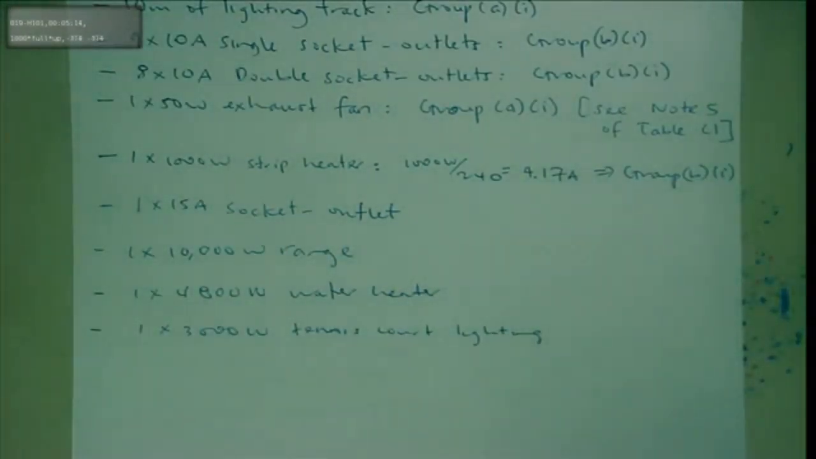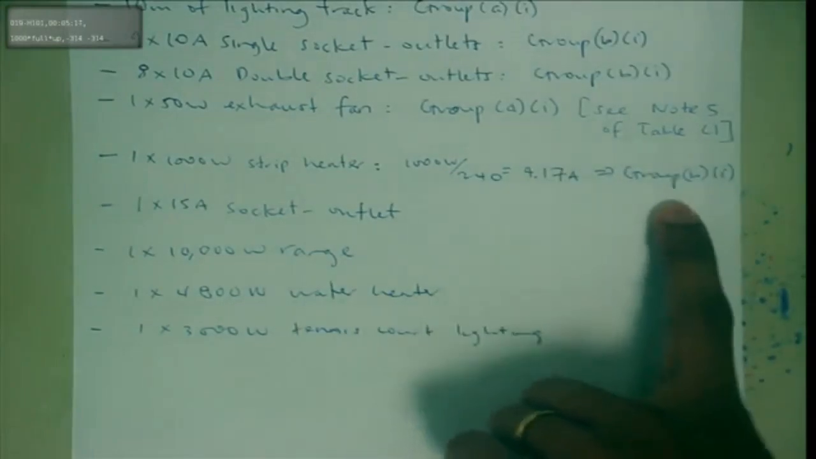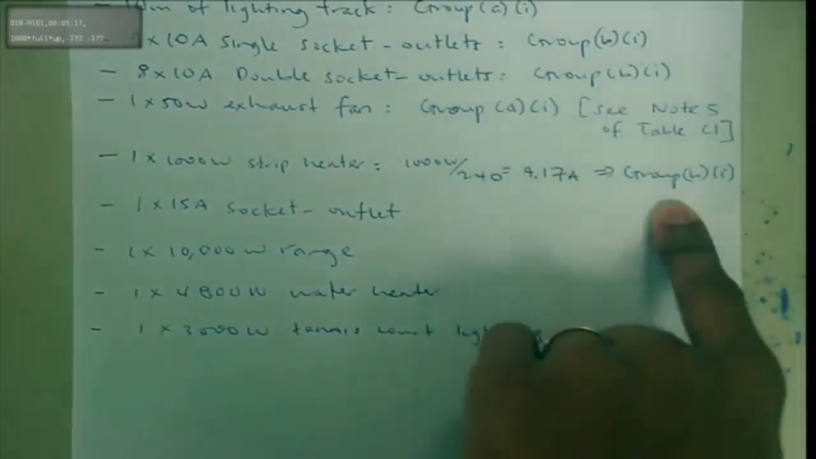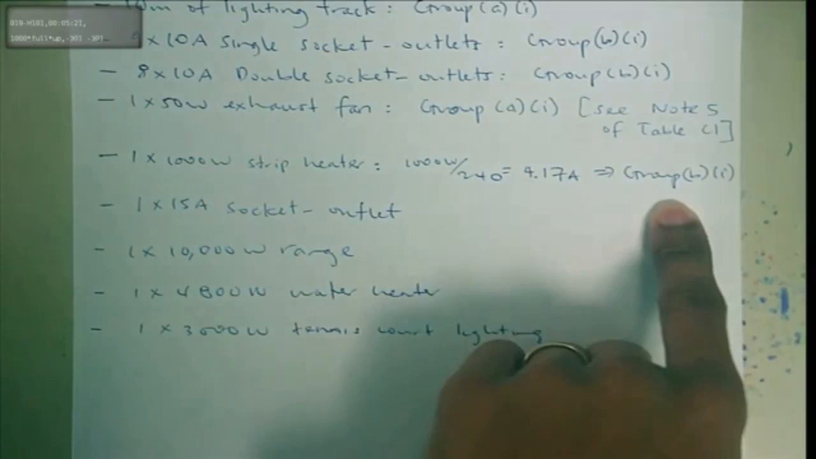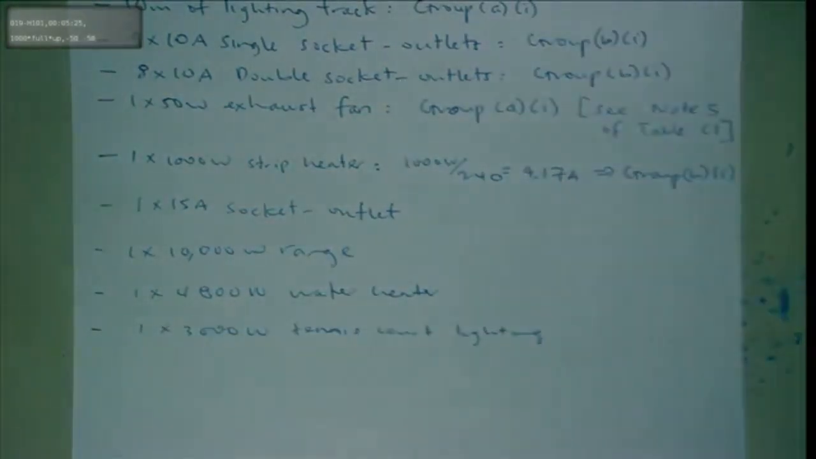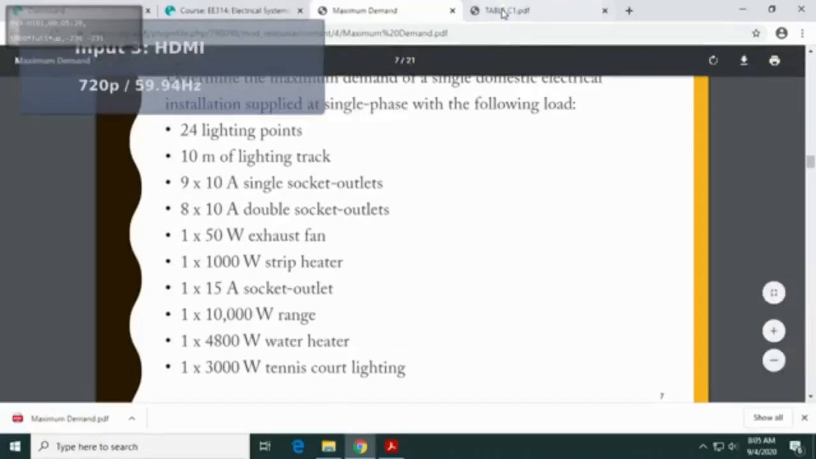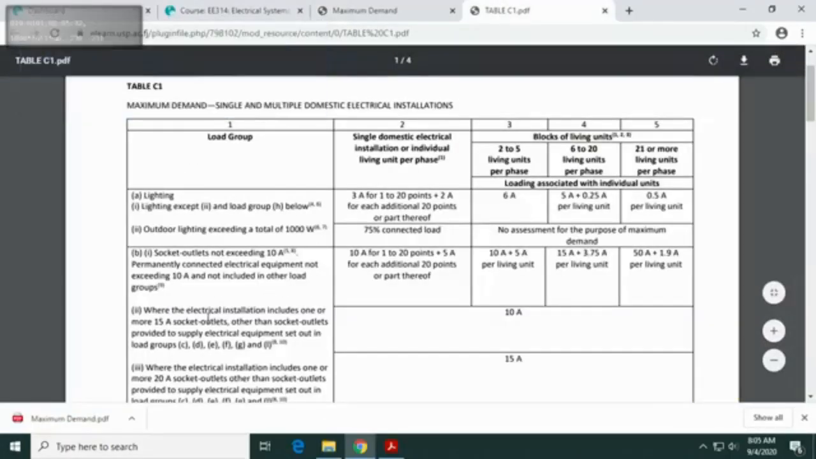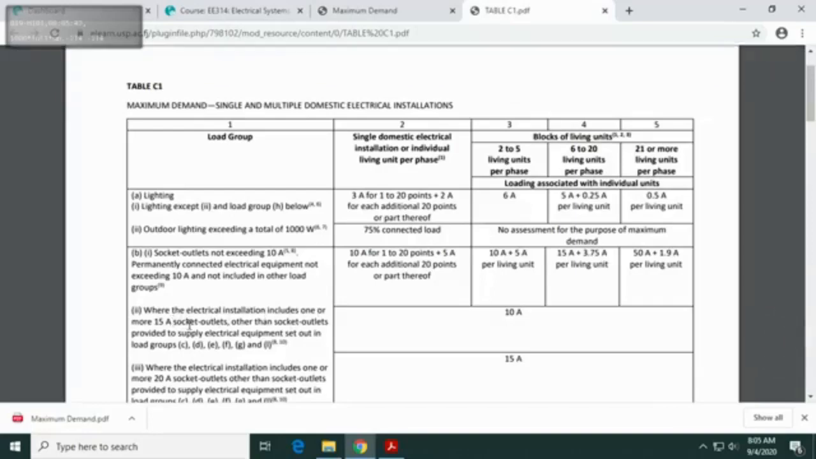Strip heater, we looked at that, it fell in group B1, right? Now 15 amp socket outlet. Anyone? If you look at the table C1, 15 amp is here, where the electrical installation includes one or more 15 amp socket outlets. So this is B2. Okay.